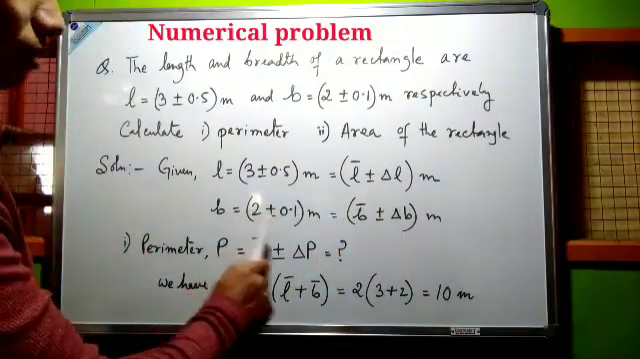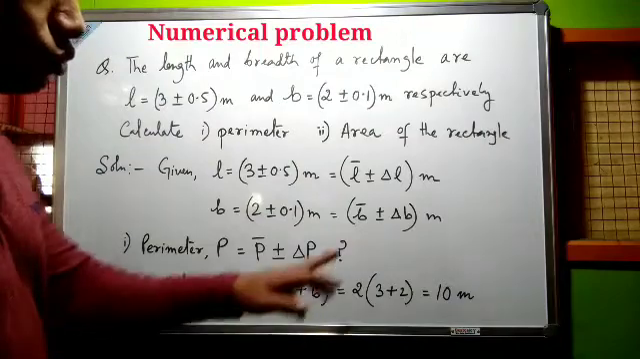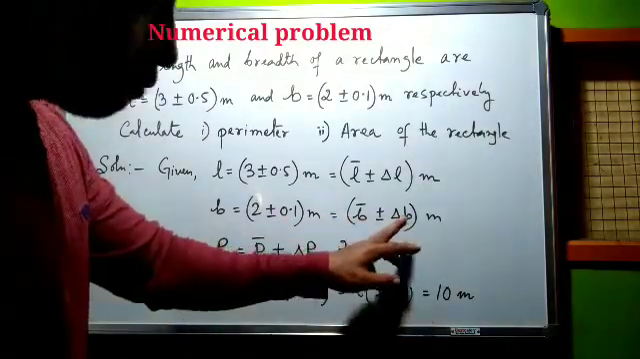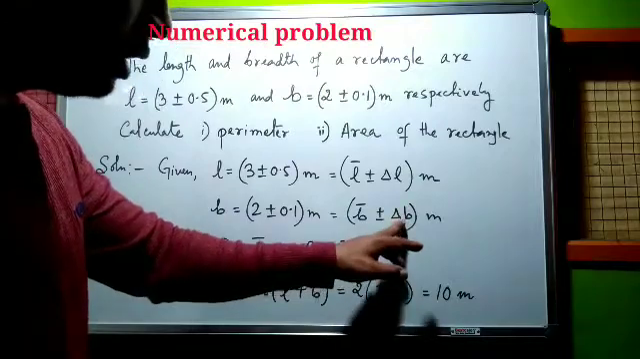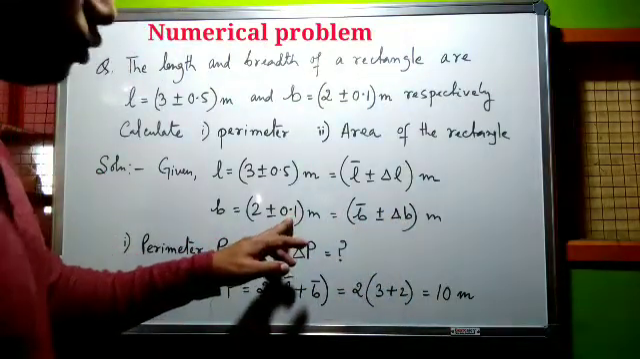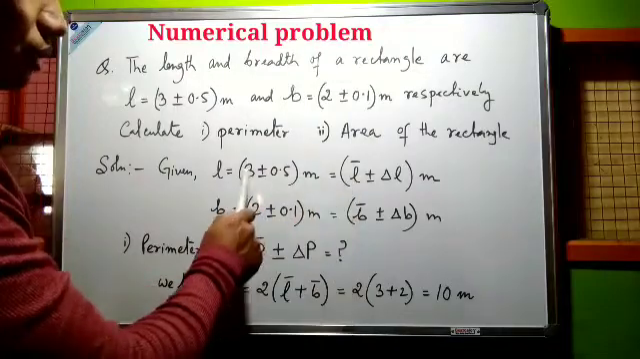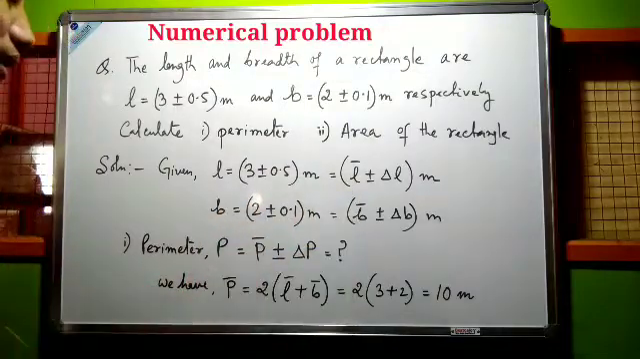Similarly, 2 represents the true value of breadth and 0.1 is the absolute error in breadth, so delta B is 0.1. So delta L is 0.5, L bar is 3, B bar is 2. So first we have to find the perimeter.